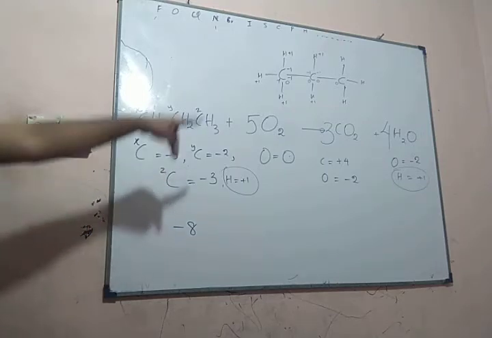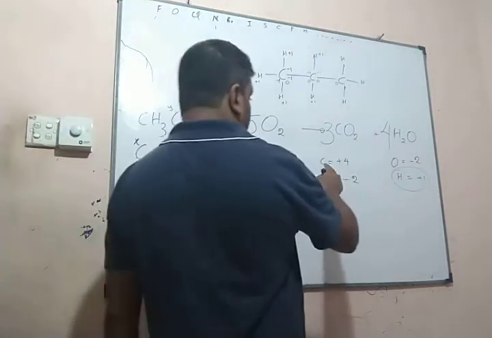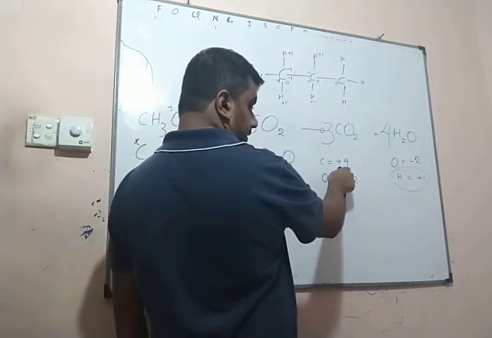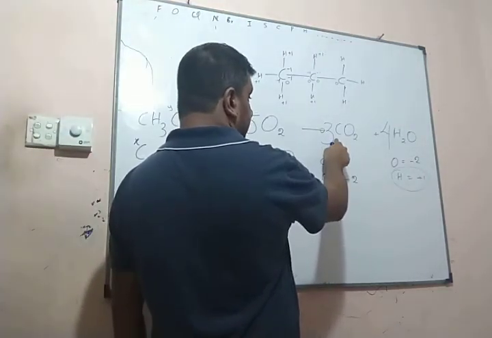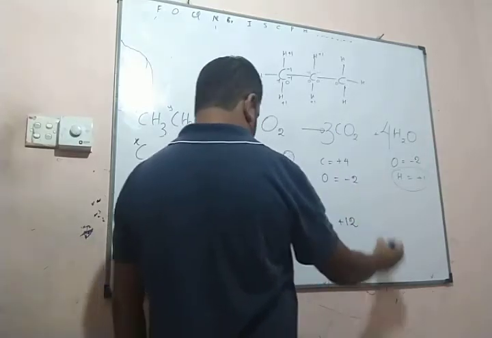Right? -8. There. What? How many carbons? The oxidation state of one carbon is +4. How many carbons are there? 3 carbons. So what? +12.